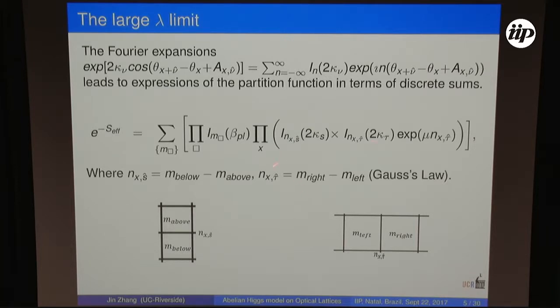If you see the second one, it's here. n_{x,τ} equals m_right minus m_left. So it's just Gauss's law. If n_{x,τ} is an electric charge and m_right is an electric field, then this is Gauss's law. And the first one, m_below minus m_above, is the time derivative of the electric field, which is the electric current.